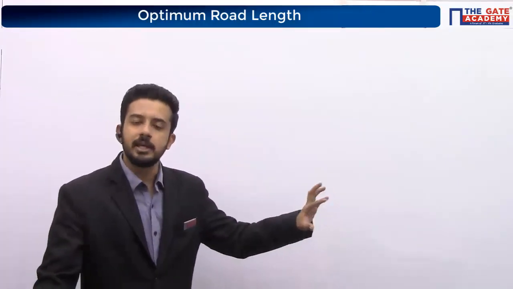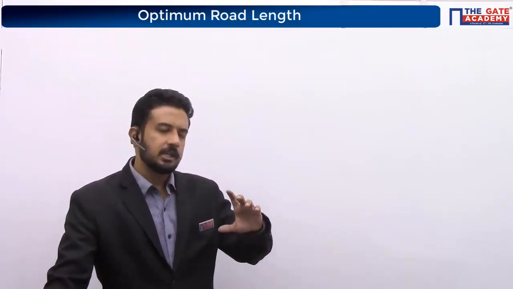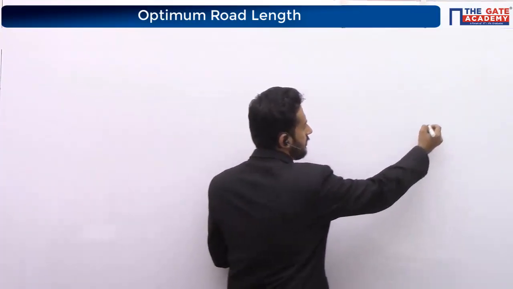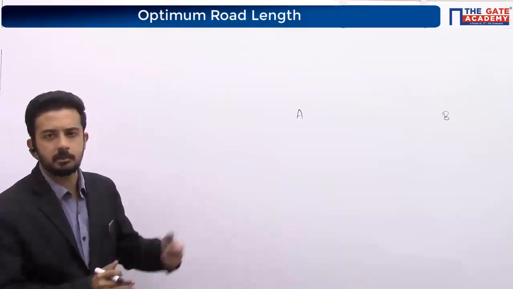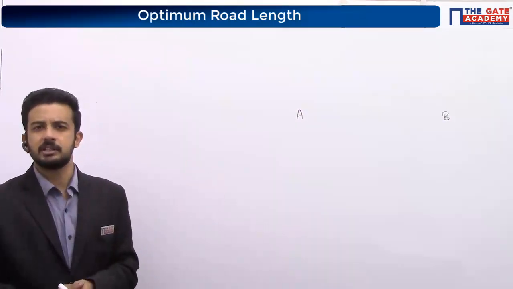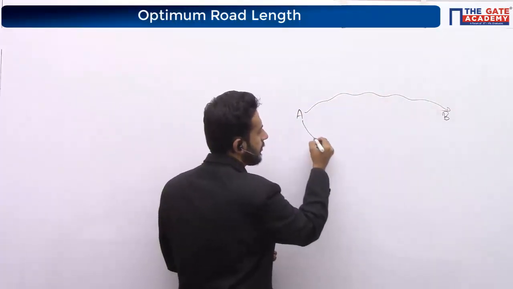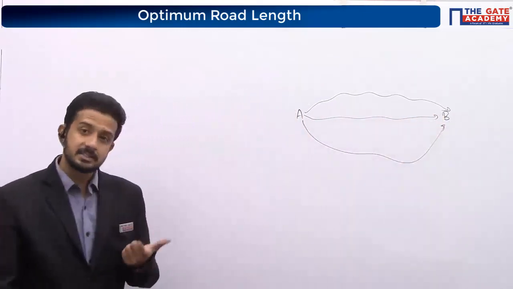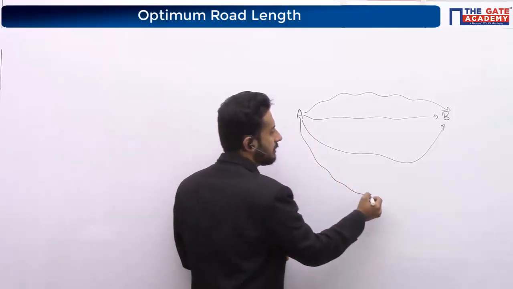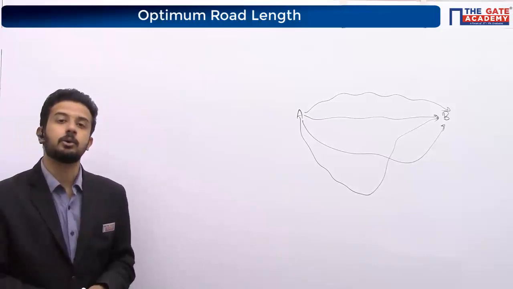Optimum road length simply means optimum road length. I will give the note, don't worry. Suppose from a place A to another place B, we can make a road in many ways. In between there may be so many topographical features, so accordingly we can make a road. Maybe we can make a road like this, like this, like this. The existing road may be anything. Maybe some long road may be there, something like this. So each road is having different road length.